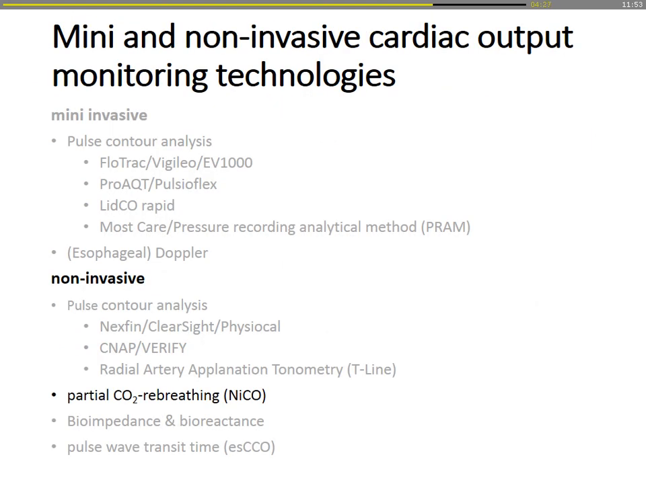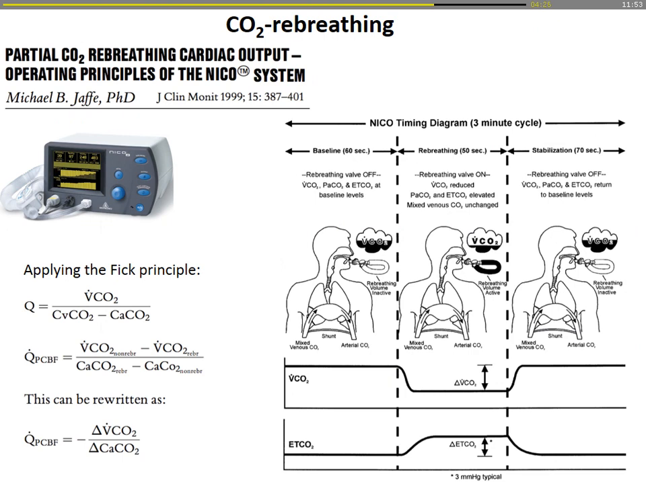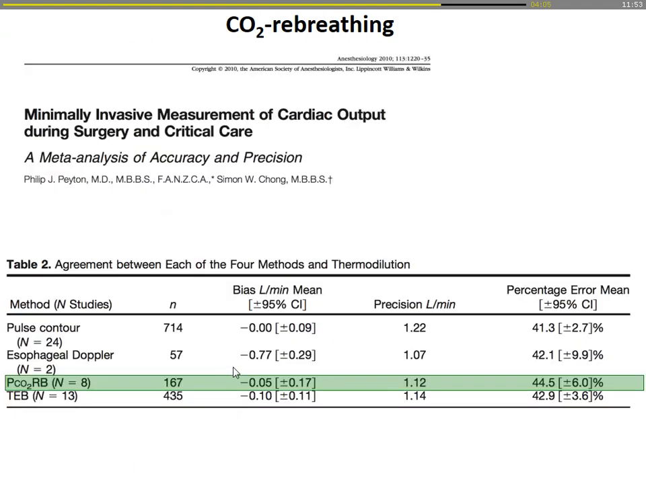With that, we come briefly to two techniques which are maybe not so familiar to you: the CO2 rebreathing method, which is applying the Fick principle. So you introduce an additional part into your breathing circuit, and by the decrease, the dilution of the CO2, you can measure the cardiac output by this formula. We won't go into detail.